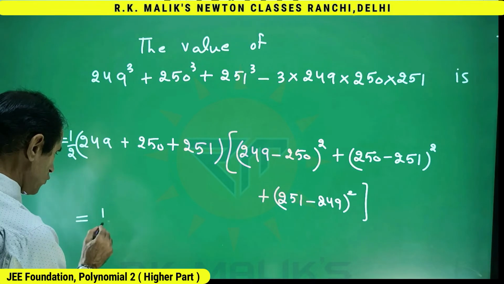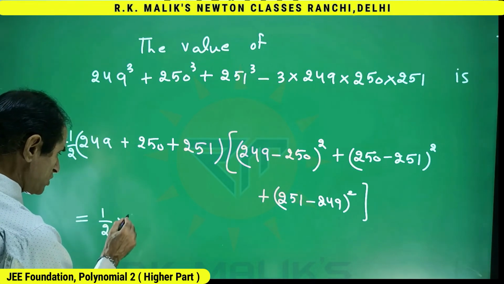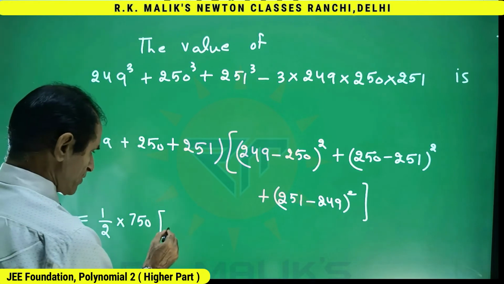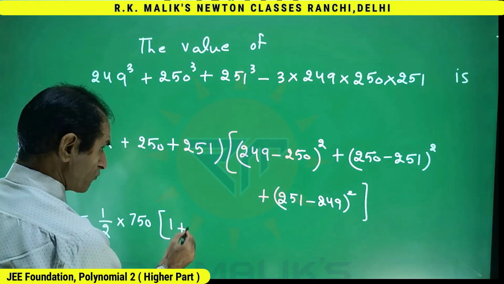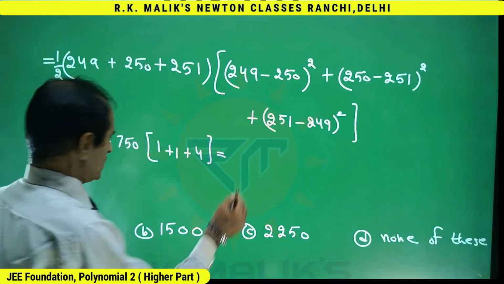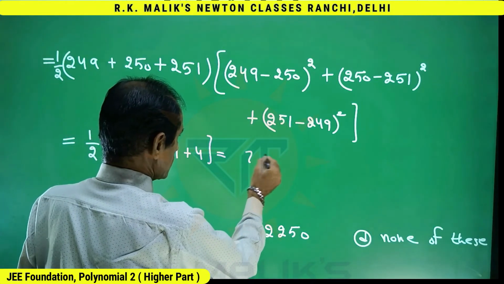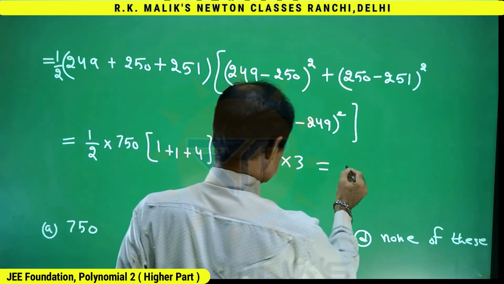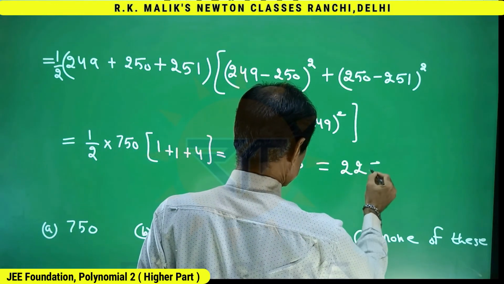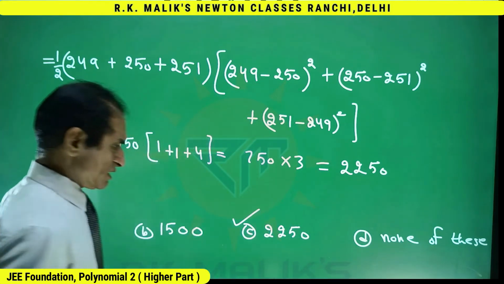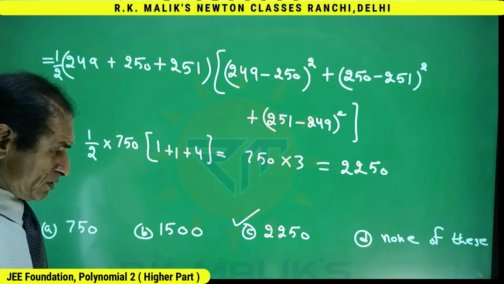Clearly this is equal to 1 by 2 into 750 into 1 plus 1 plus 4, that is equal to 750 into 3, which is equal to 2250. Hence C becomes the correct choice.